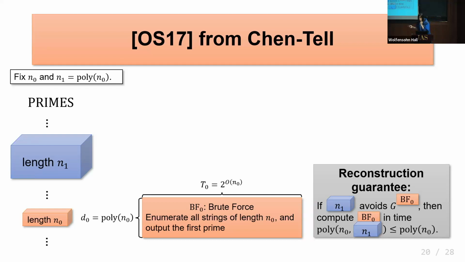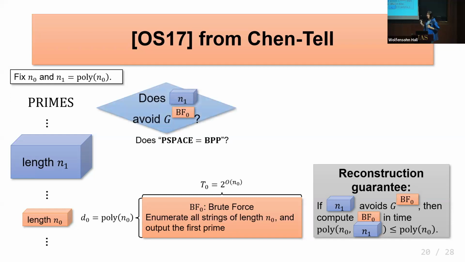In this time, you're computing one output, or you're computing all the outputs? Brute force 0 only outputs one n-bit string, which is the smallest prime on length n0. I forgot to stress that the reconstruction algorithm is randomized. However, it outputs the fixed output of brute force 0. So it is a pseudo-deterministic algorithm.